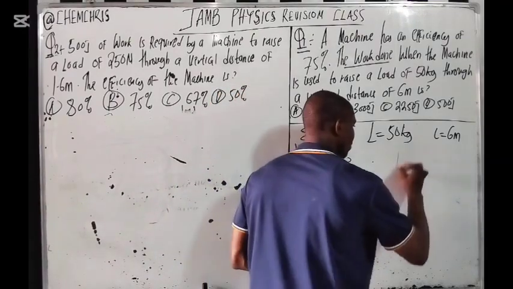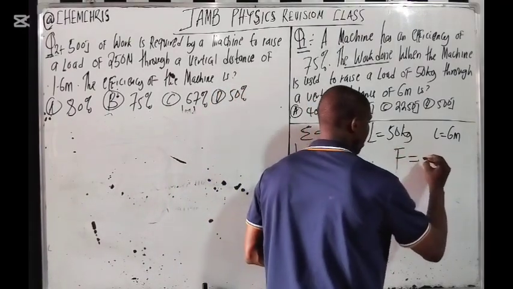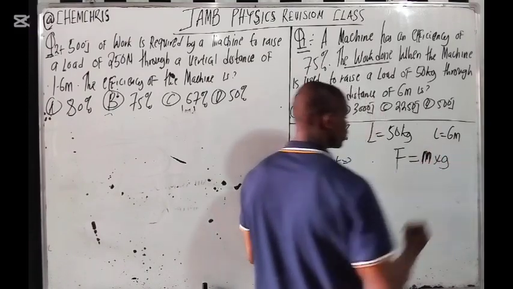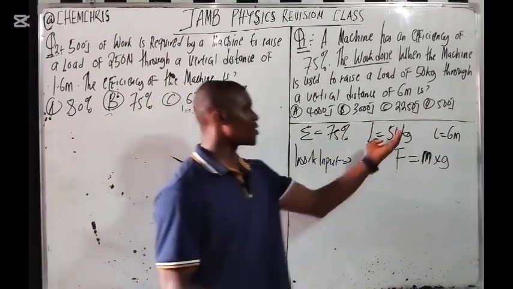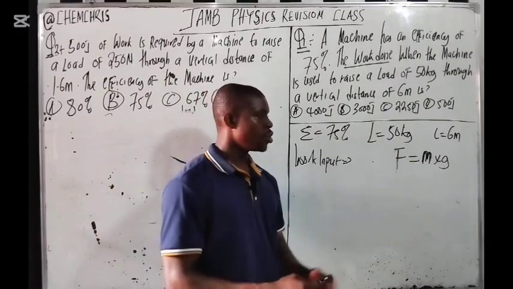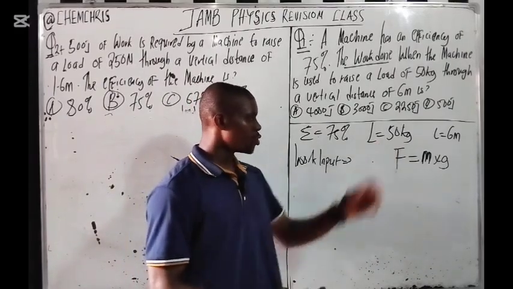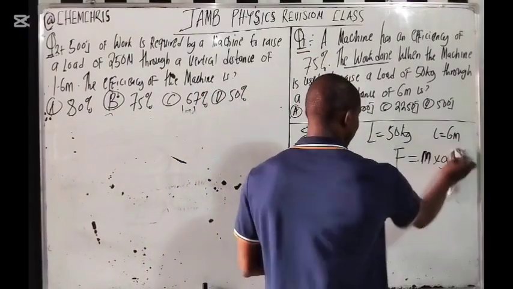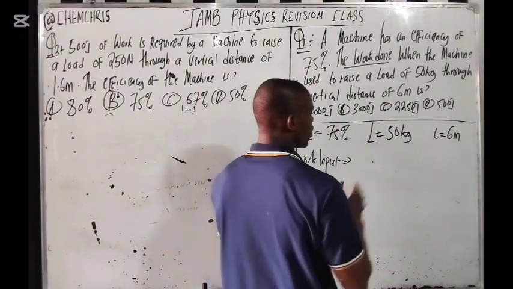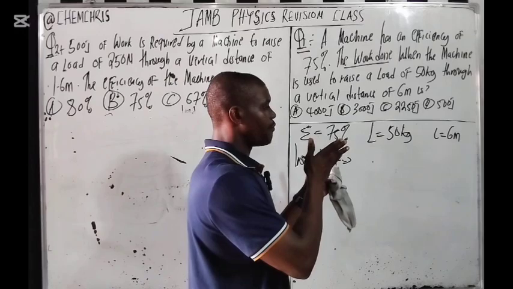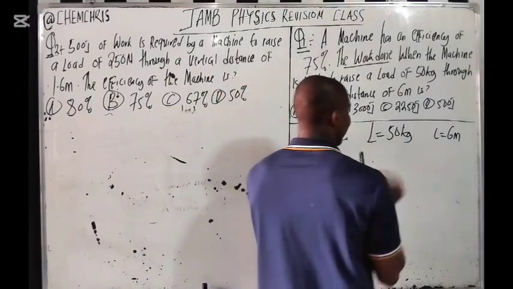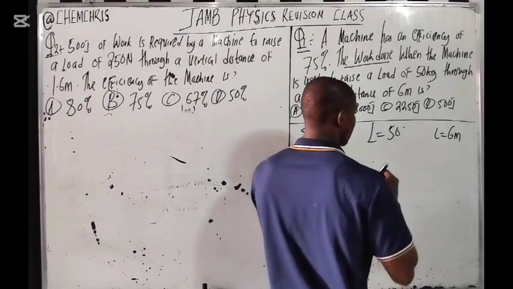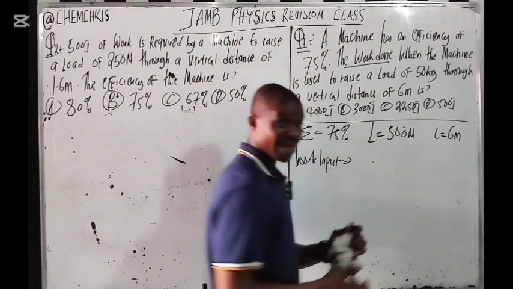And how do you convert to force? Remember force equals mass times acceleration due to gravity. So you convert it to force by multiplying by 10. If you multiply this by 10, my load now becomes 500 Newton. So you convert this 50 kg to Newton, and that becomes 500 Newton. Hope you understand.